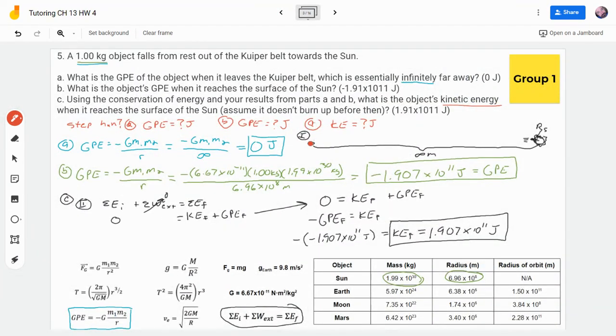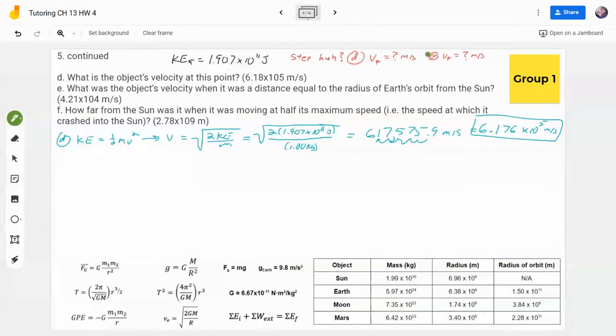We started out at the Kuiper belt. We're going to end up crashing into the sun. This one is saying, not at that point, but when you were 1 Earth orbit radius away. So when the object is something like here, if that distance there is the radius of Earth's orbit, how fast is it moving at this point?